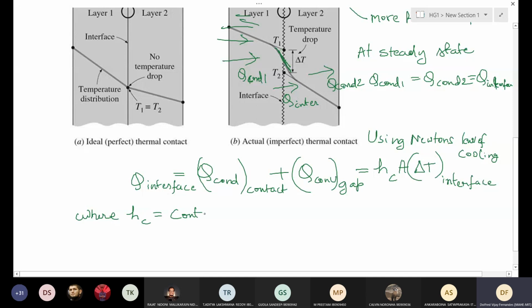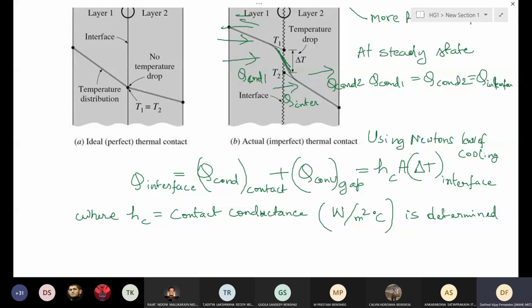contact conductance, the same unit as h, the convective heat transfer coefficient, watt per meter square degree centigrade. But this h_c value is obtained by experiments, it is determined through experiments.